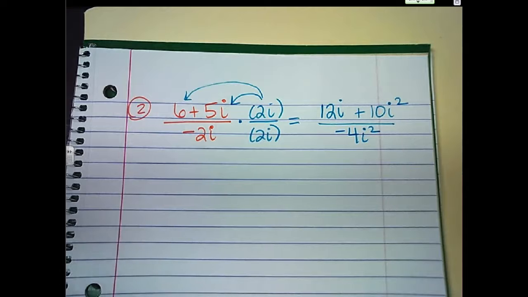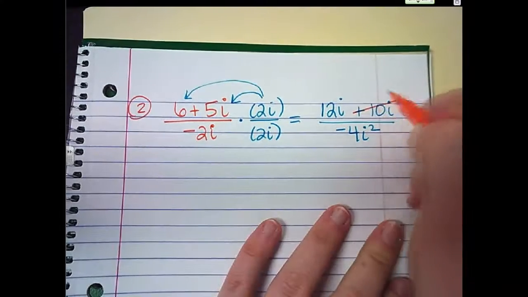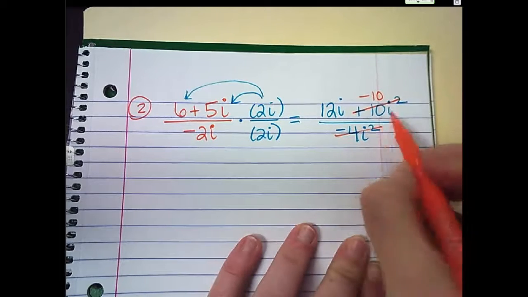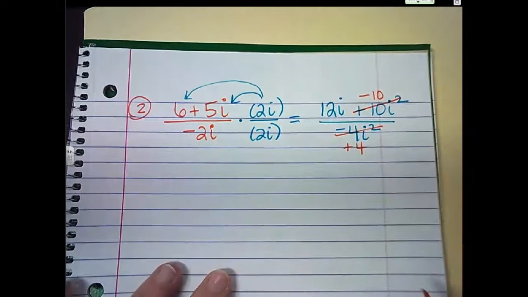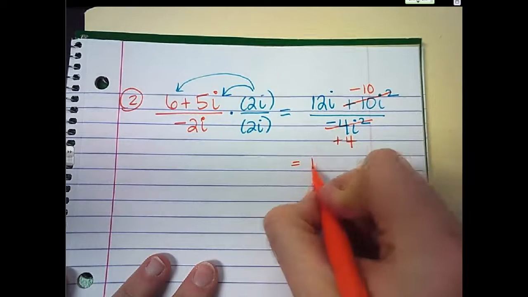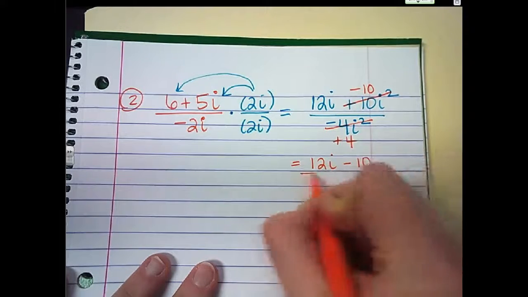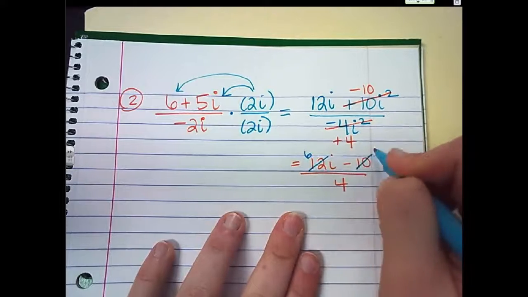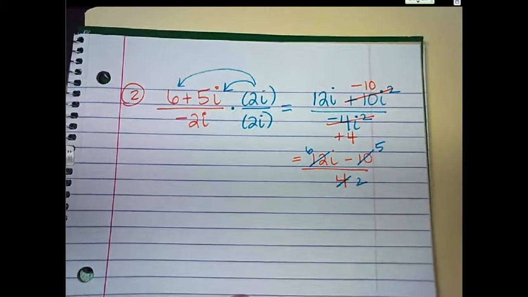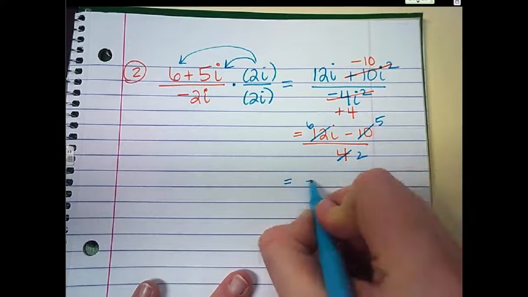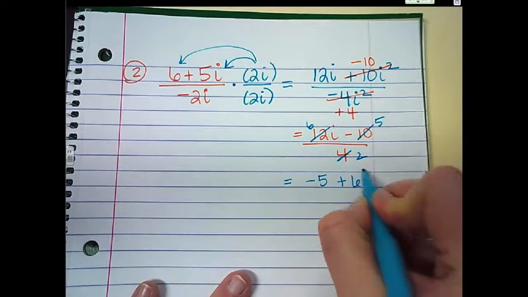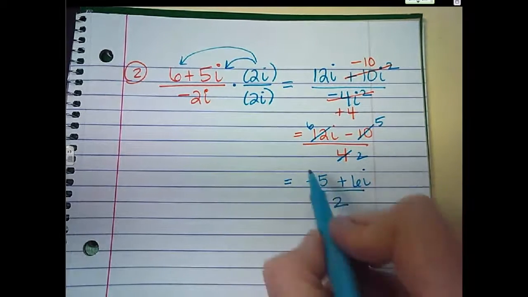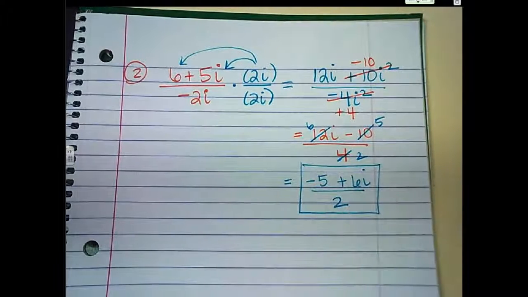So you just multiply the bottoms together? Yep. So this becomes negative 10. This becomes positive 4. So 12i minus 10 divided by 4. Can I reduce anything? Yes, a 2. So this is going to be 6, 5, and 2. And then I'm going to go ahead and switch the top here. So it's negative 5 plus 6i divided by 2.